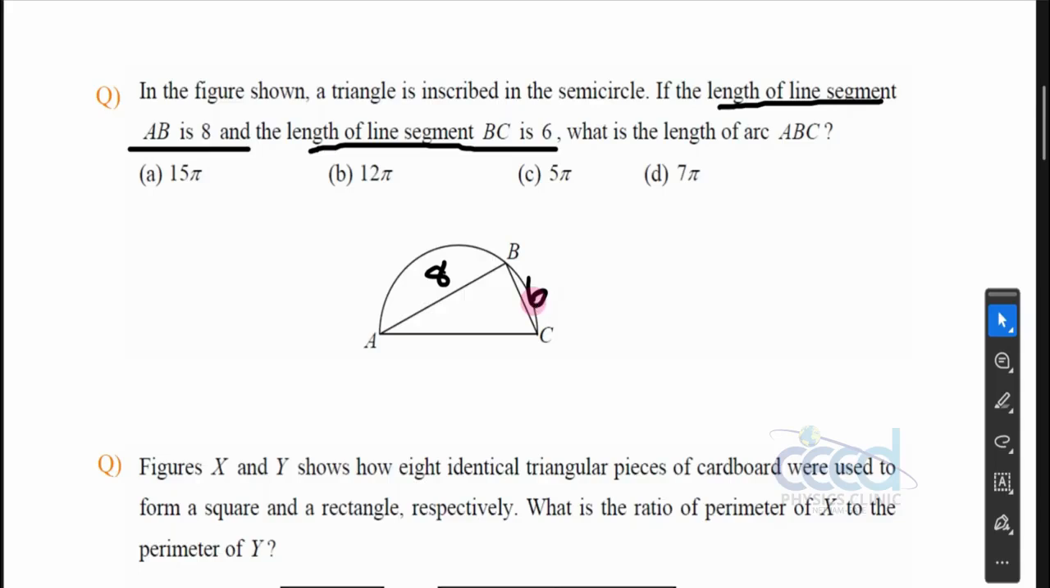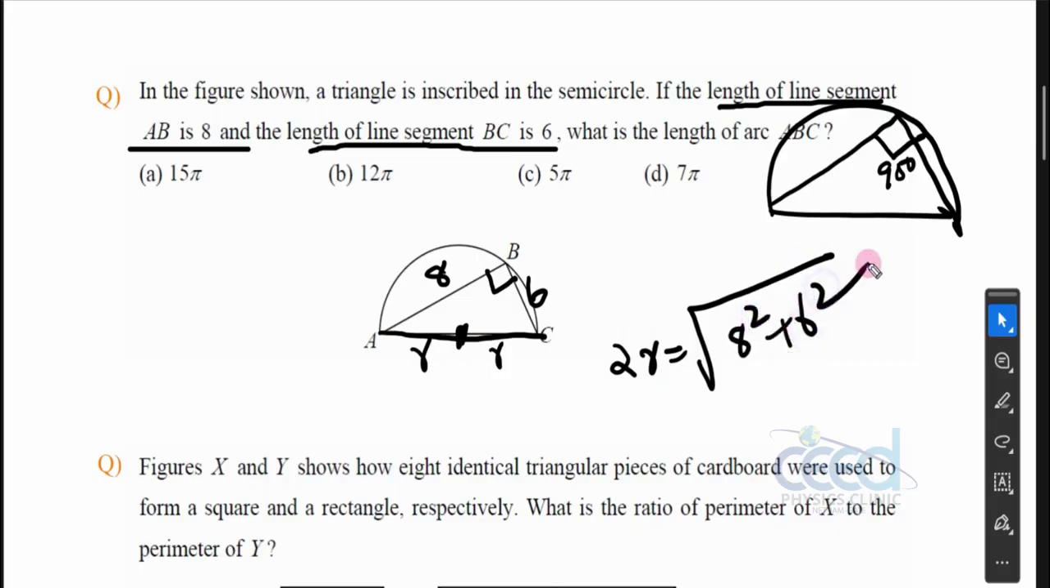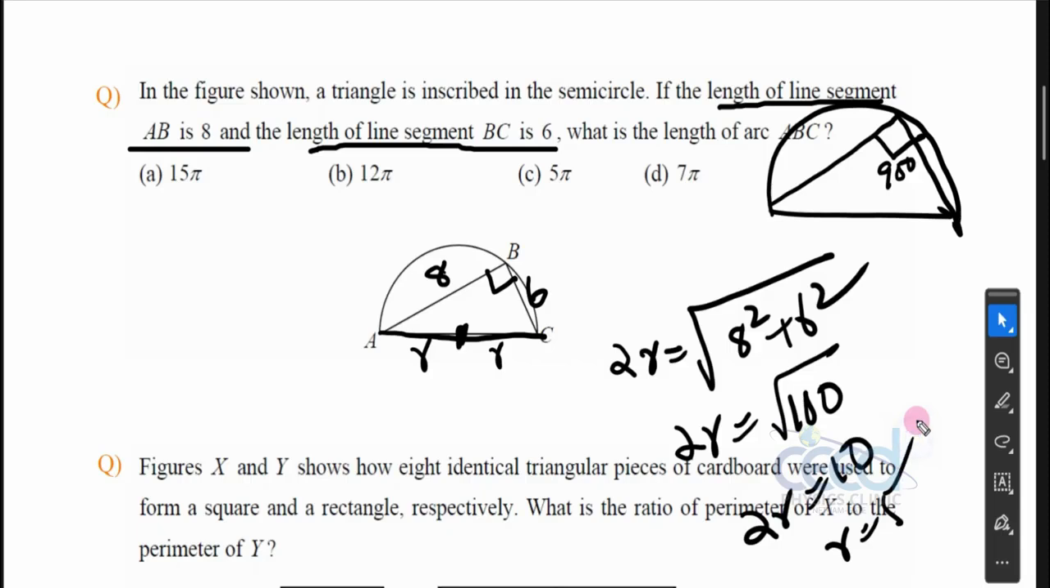See what we have studied in the theory section. We studied that a semicircle enclosed angle is 90 degrees. If that is 90, this is a right angled triangle, and this is the hypotenuse. This is a semicircle, this radius, this radius. Then 2r is equal to square root of 8 square plus 6 square, then 2r is equal to square root of 100, then 2r is equal to 10, then r is equal to 5.